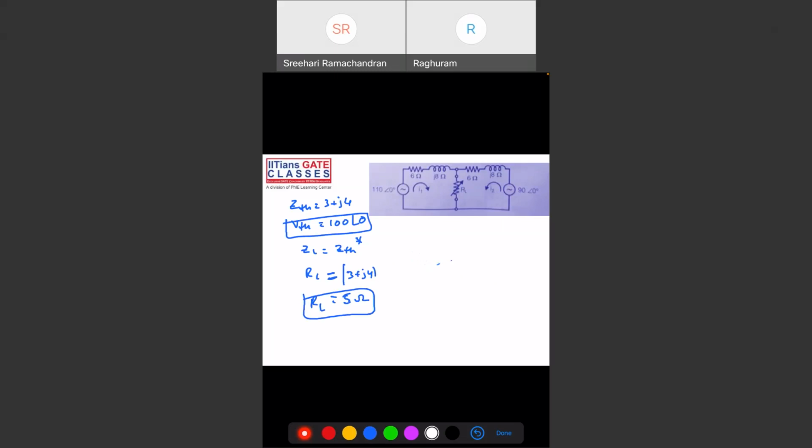Thank you. See, this is how it is. This is my 100 at an angle 0. I have 3 plus J4 and a 5 ohm resistor. So I need to find the current. I is equal to 100 by 8 plus J4. I square R is my maximum power. P max is I square R, so 100 square by the modulus of 8 plus J4 square, into 5. This is what you'll get as the maximum power.